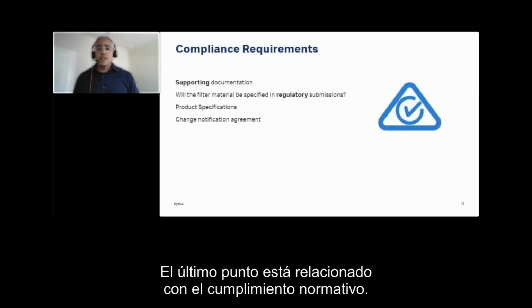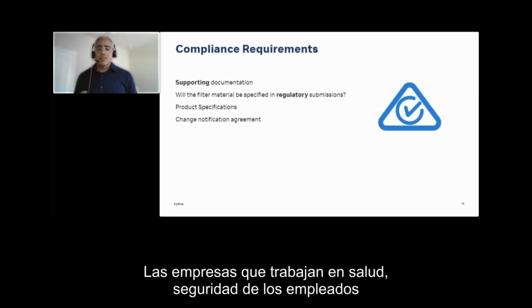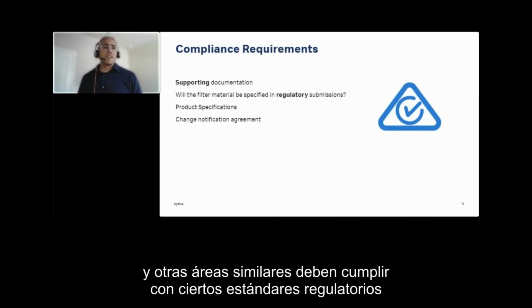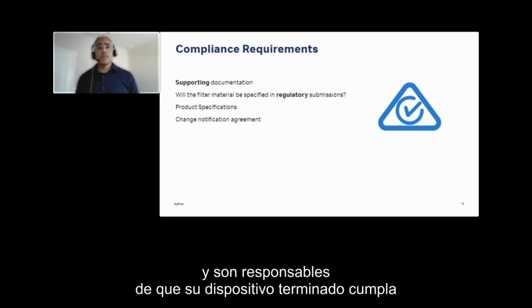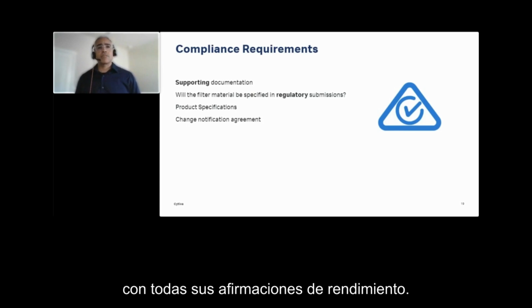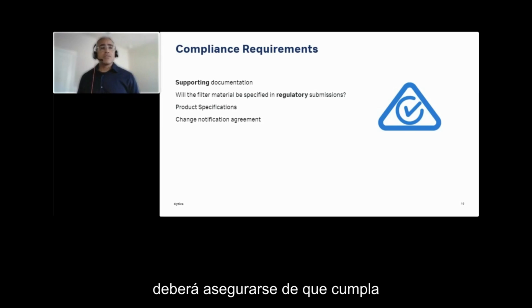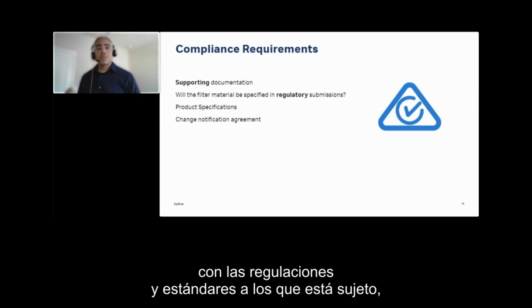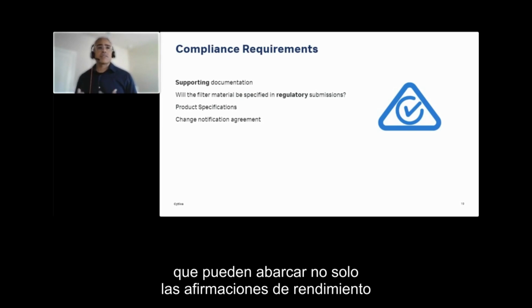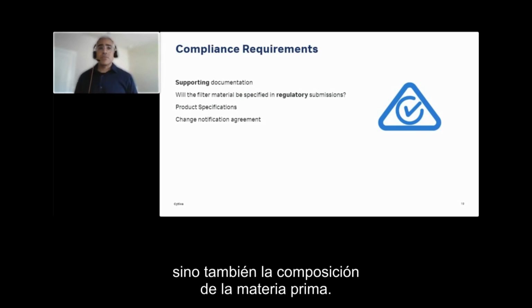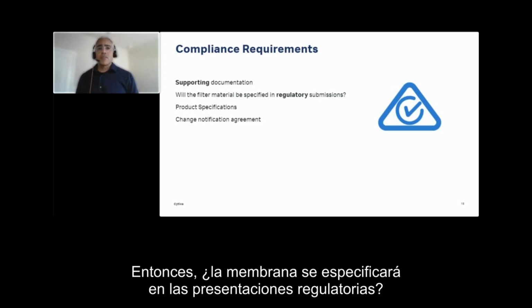And the last point is related to regulatory compliance. So companies that work with health, employee safety, and other similar areas must meet certain regulatory standards and are responsible for their finished device meeting all their performance claims. Depending on the industry and the use of the finished device, you'll need to ensure that it meets the related regulations and standards that it's subject to, which may well encompass not only the performance claims, but also the raw material composition. So will the membrane specifically be specified in regulatory submissions?